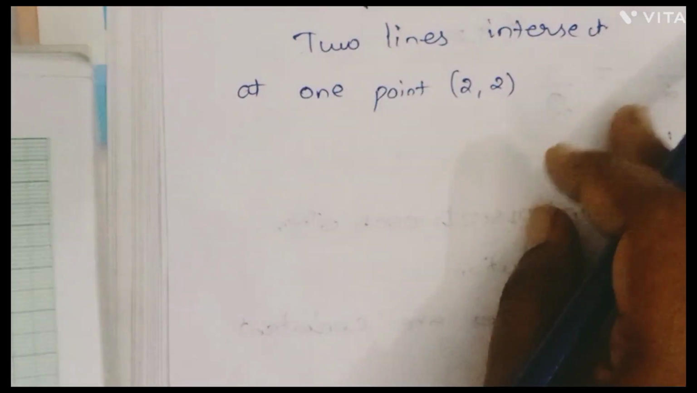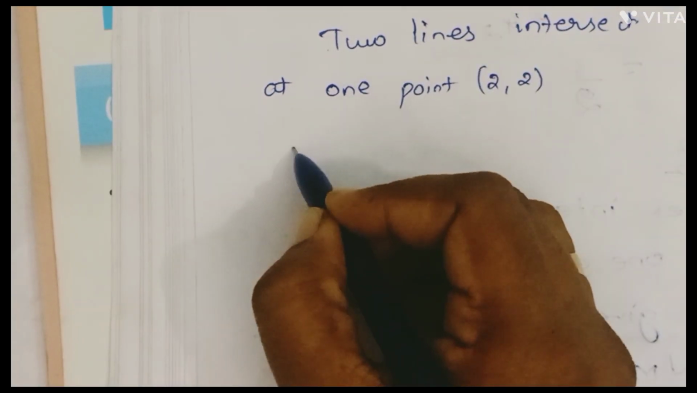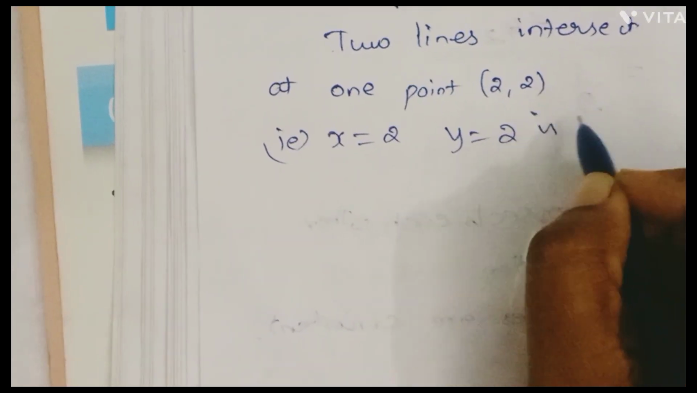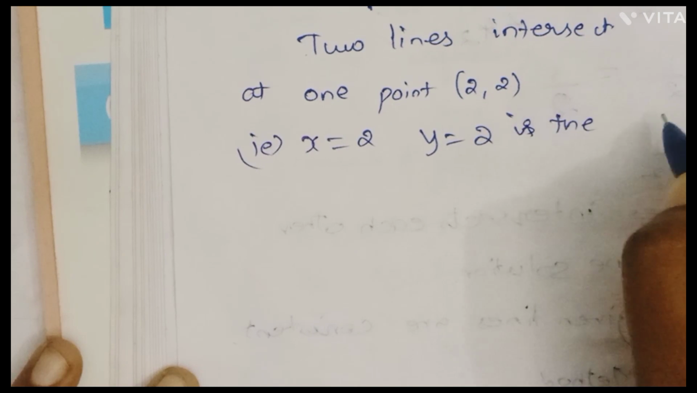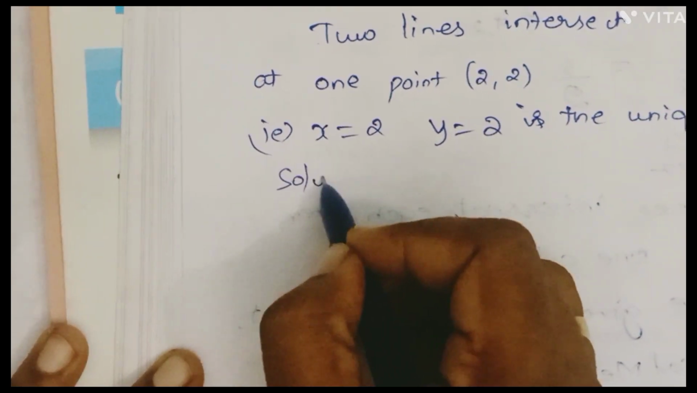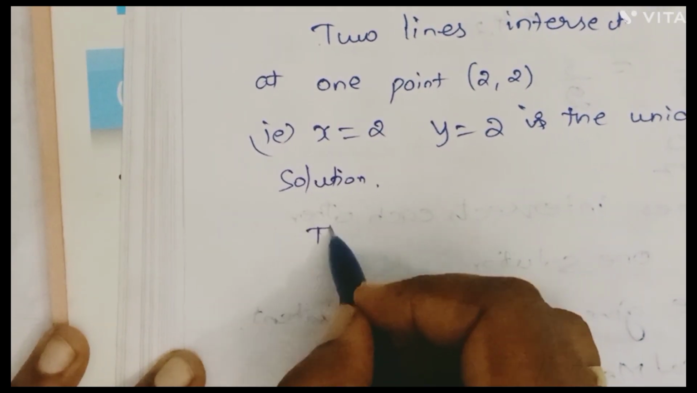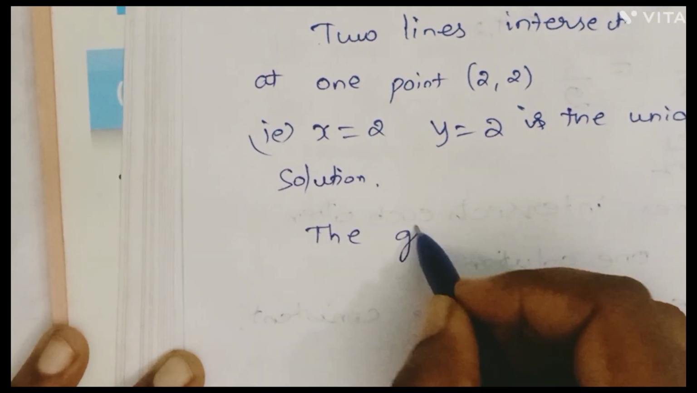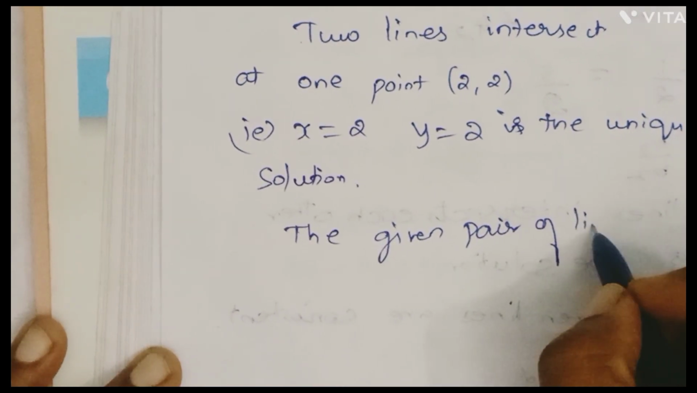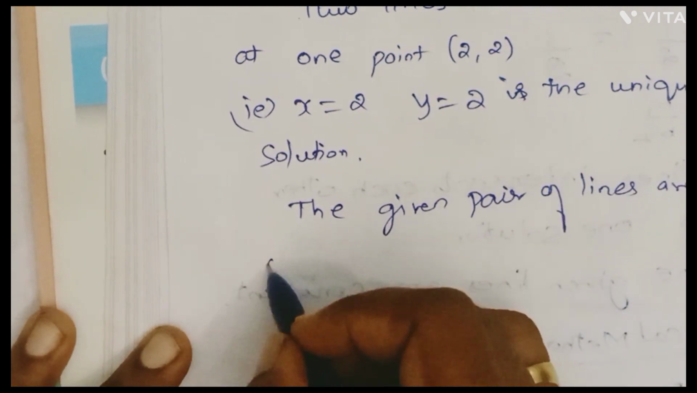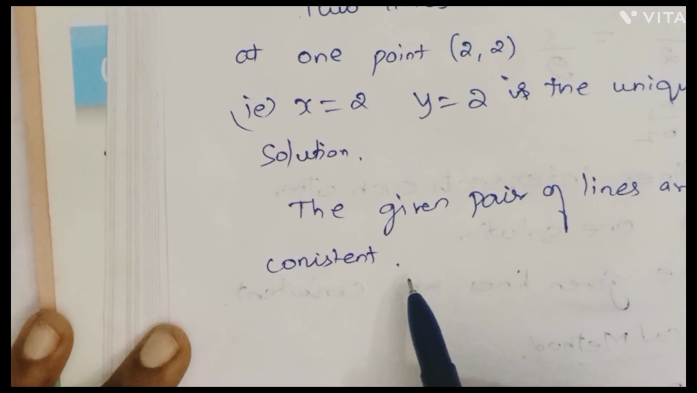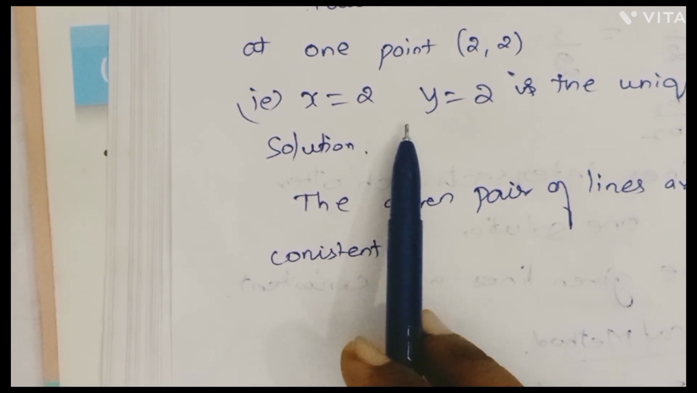So the two lines intersect at the point 2, 2. That is, x equal to 2, y is equal to 2 is a unique solution, and the system is consistent. The given pair of lines are consistent. Okay.